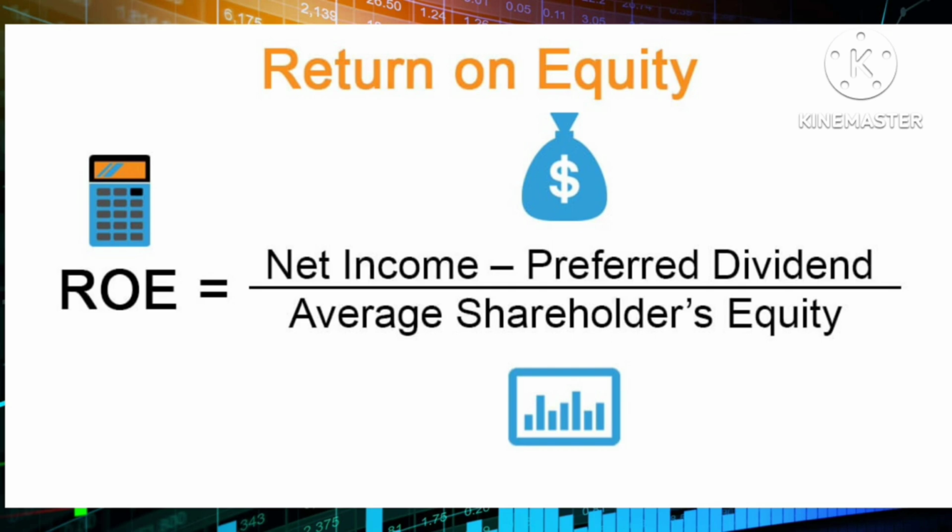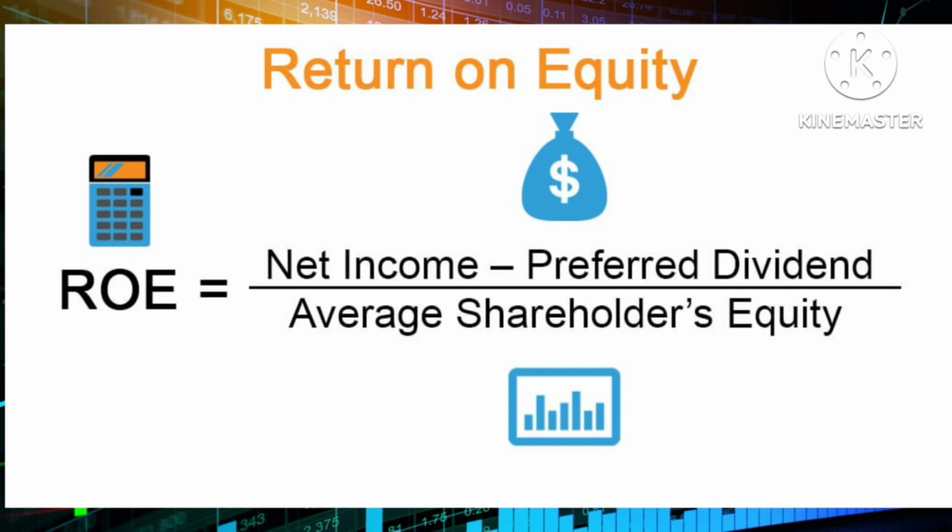Suppose company SIZ's net income is $1.3 million. Its shareholder equity is $8 million. The company's ROE is 16.25%. The higher the ROE, the better the company is at generating profits using shareholder equity.